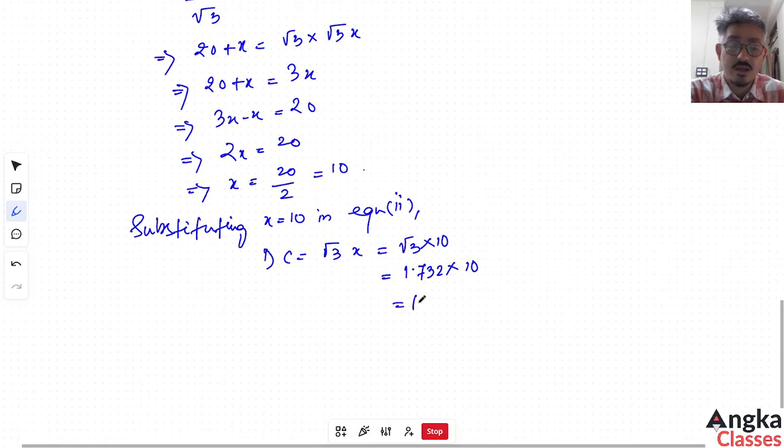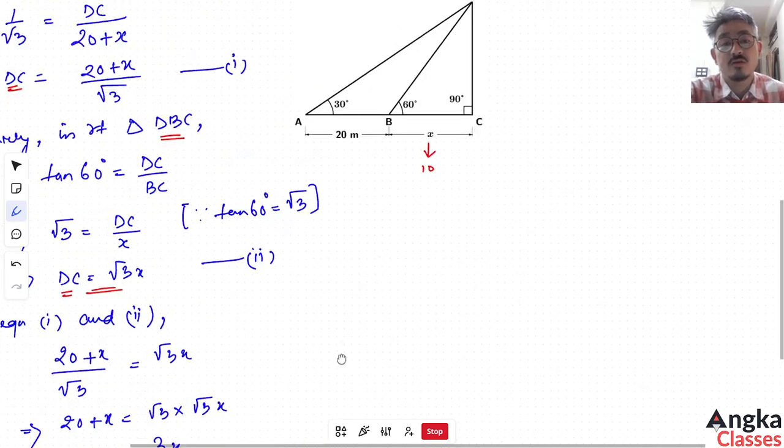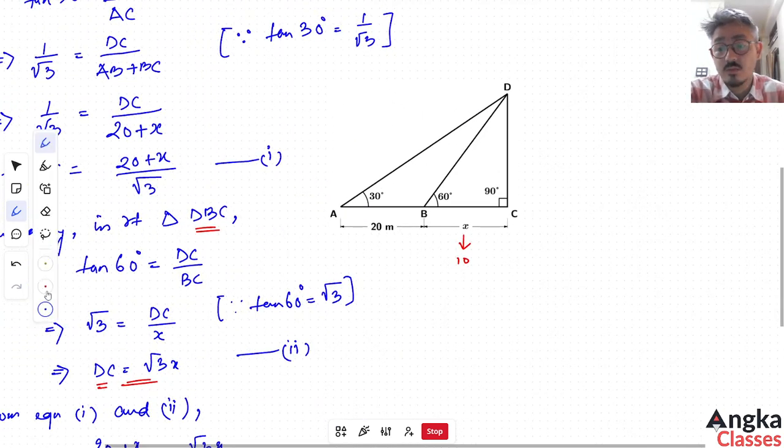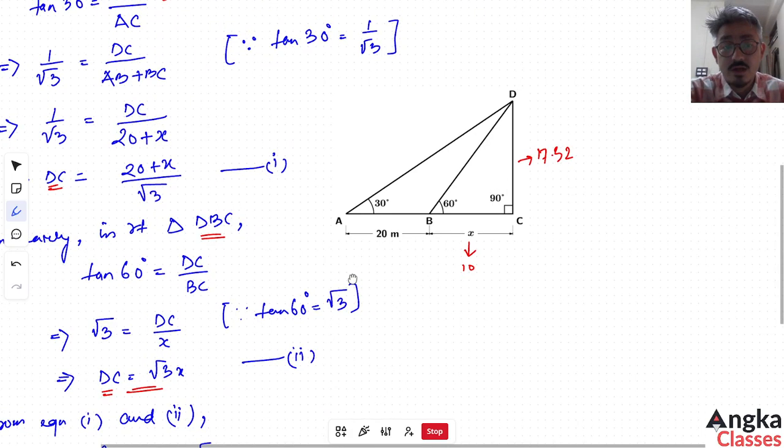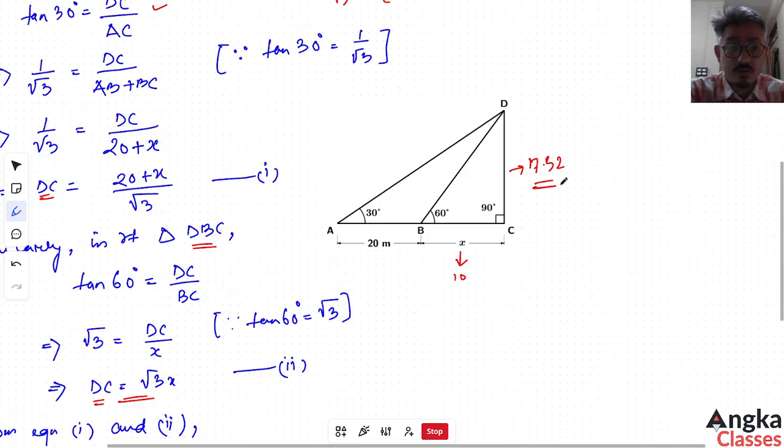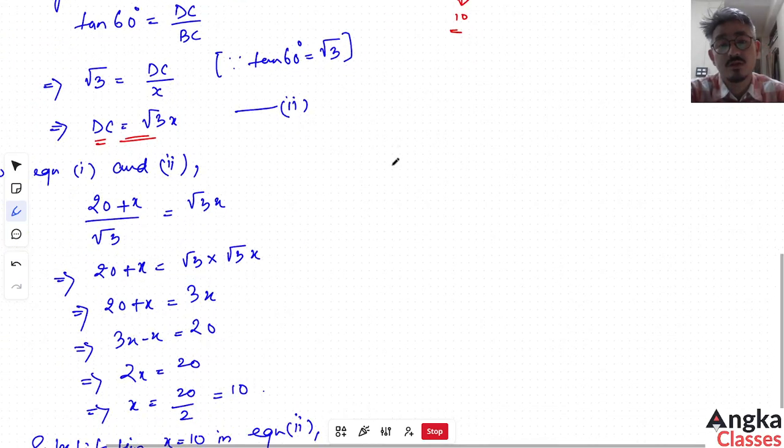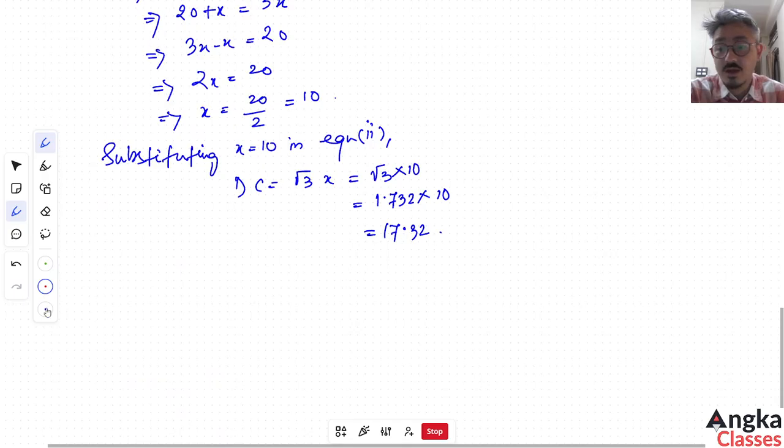17.32. So DC is 17.32. Okay. One question: the height of the tower is 17.32 meter, and the distance from A to the foot of the tower is 20 plus 10, 30 meter.